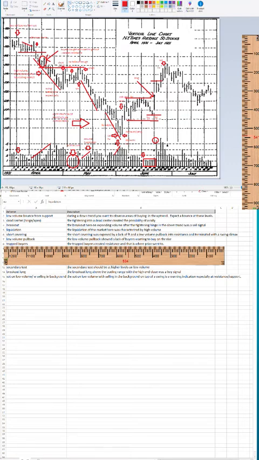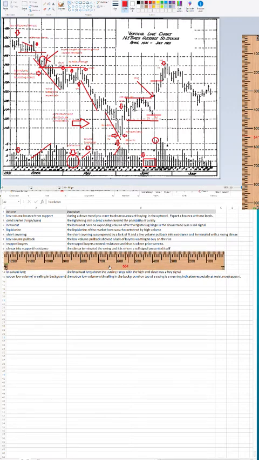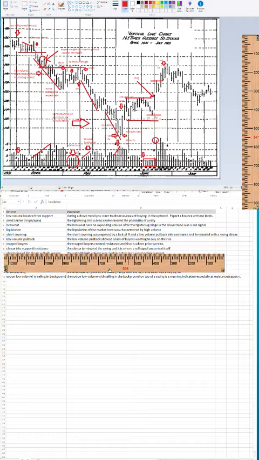Trap buyers. The trap buyers were up here, and these trap buyers created resistance, and that is where price went to. So trap buyers and sellers create support and resistance many times. Climax into support and resistance, that's what we saw.